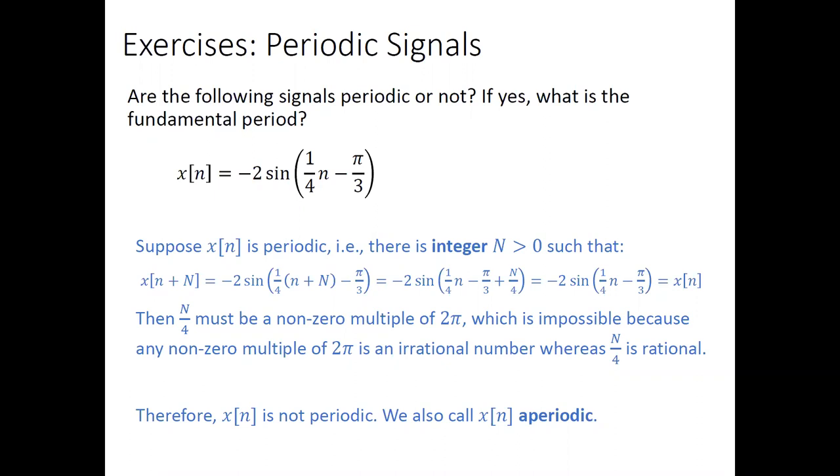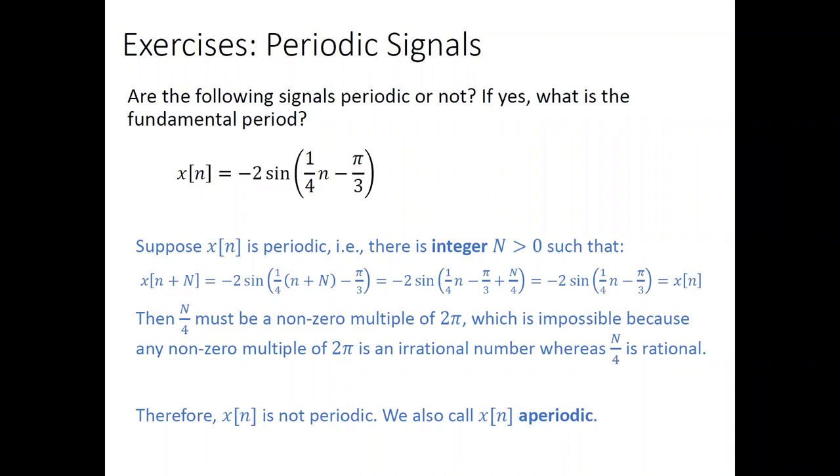But this is impossible because, as we learned perhaps in high school, any non-zero multiple of 2 pi is called an irrational number, because pi itself is an irrational number. Irrational number means a number that cannot be expressed as the ratio of two integers. But n over 4 is an integer divided by another integer. It is a rational. So a rational number cannot equal an irrational number. That's why it is not possible to find a period n.